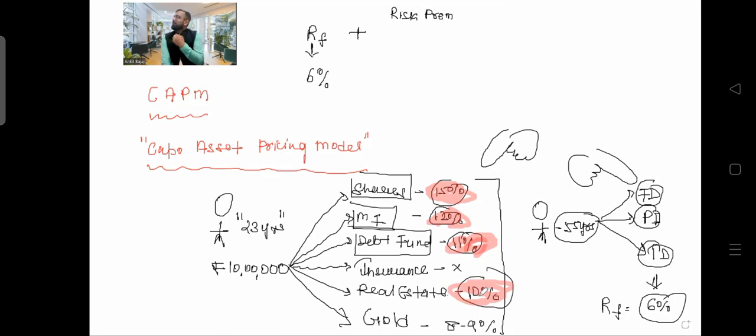Am I clear to you all? You will be expecting higher return. So what is the formula for risk premium? You just have to focus, right? It is very easy to understand. The formula for risk premium is RM minus RF.